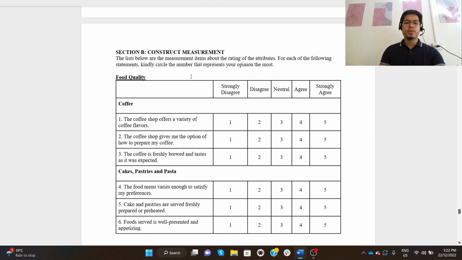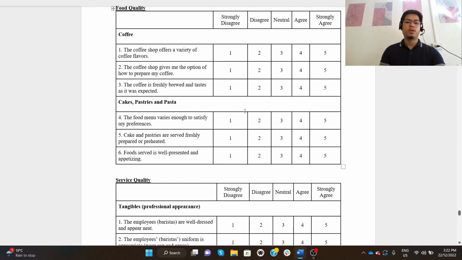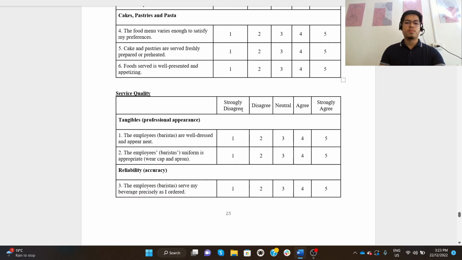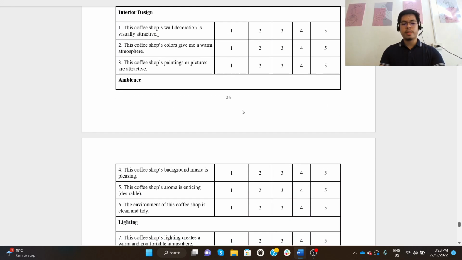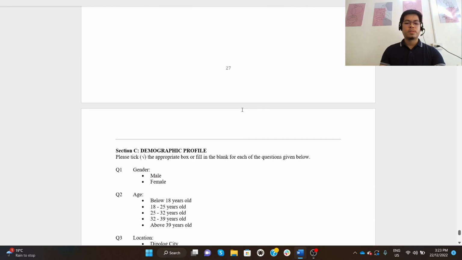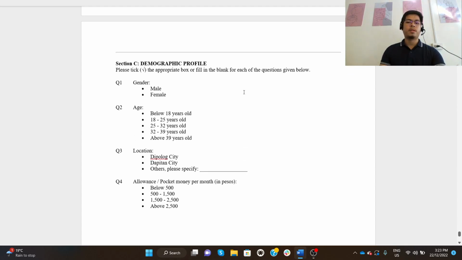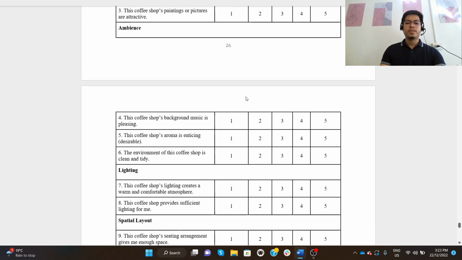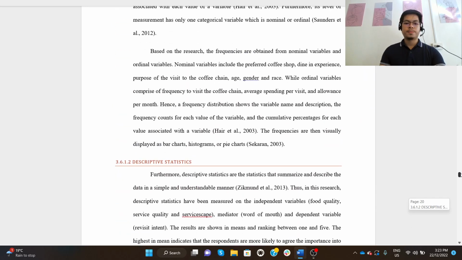Then section B, we have the construct measurement. In this part, the research respondents will just encircle whether they agree or disagree to the specific statements described in each part. And the section C, which is the demographic section or profile, comprises the gender, age, the location, and the allowance or pocket money of the respondents. So that's pretty much everything about the questionnaire. Let's go back.